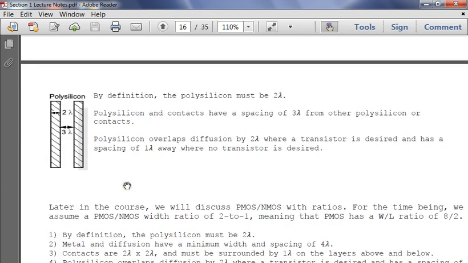I kind of made an allusion later in the course, we're going to be talking about width-length ratios and how that affects our ability to restore transistor signals. In the meantime, PMOS and NMOS have a width-length ratio. If you recall, we just derived that NMOS is a 4:2 ratio, so PMOS is going to become 8:2. And later in the course, I will prove why that is.